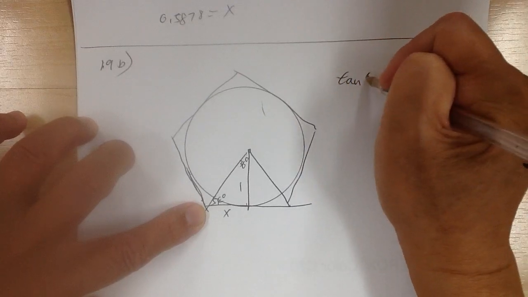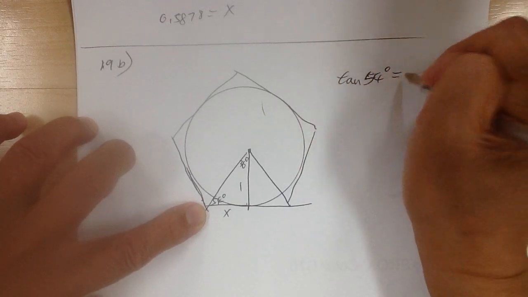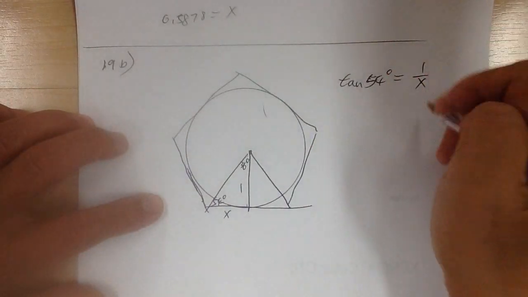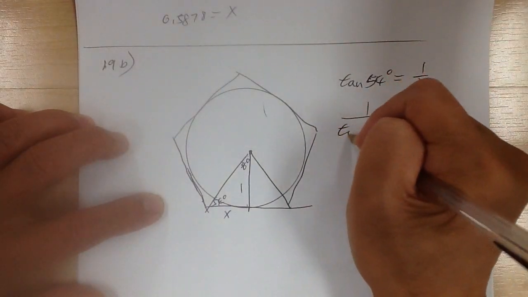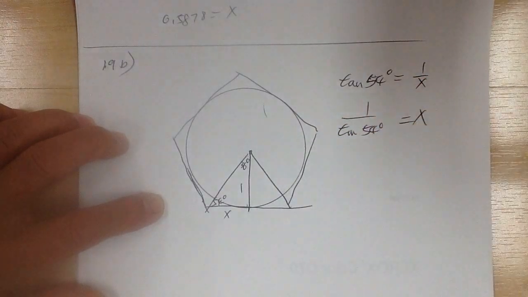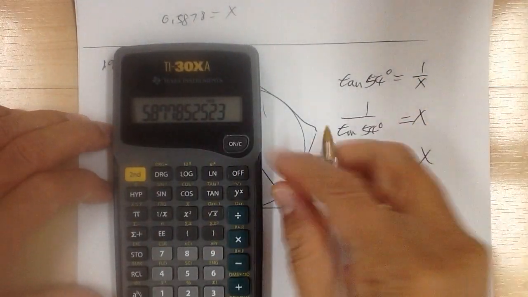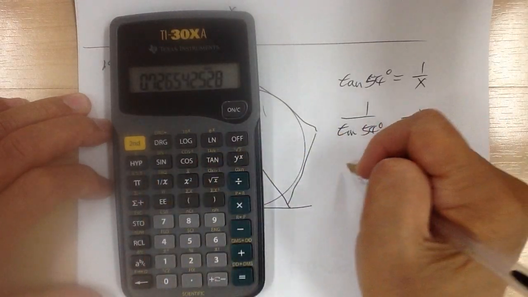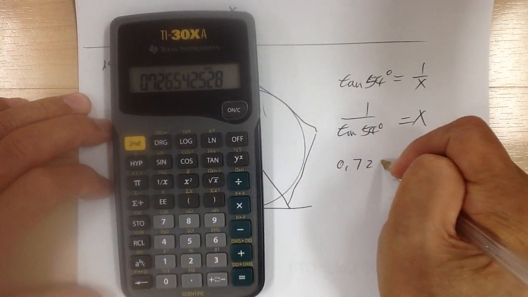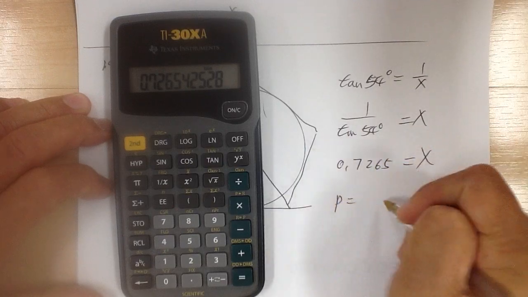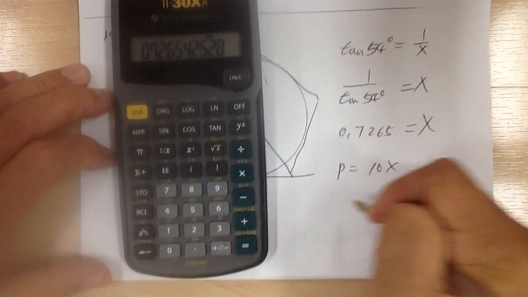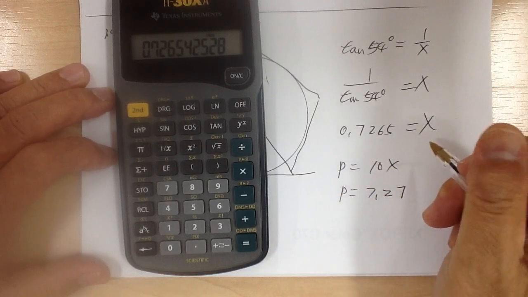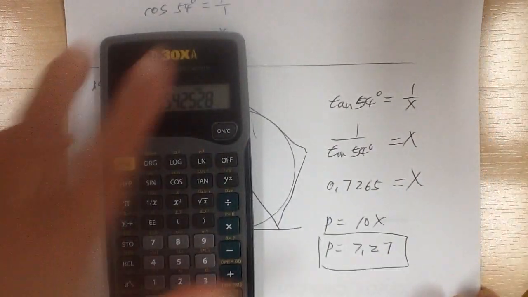So tangent of 54 degrees equal to 1 over x, okay? So do the flipping, so x will equal to 1 over tangent of 54 degrees. So x equal to, so 54 tangent, 1 over that, equal to 0.7265. So perimeter equal to 10x. So perimeter equal to 7.27. Okay, and that's it.